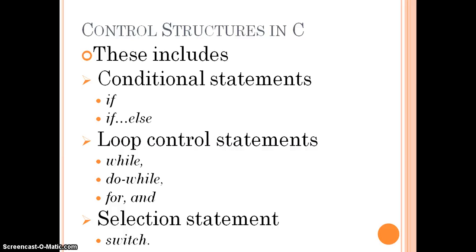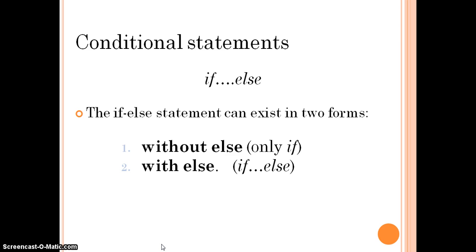Control structures in C. Basically, C control structures include conditional statements, if else; loop control statements, while, do while, for; and selection statements, switch. From these, we are going to study conditional statements, that is if and if else.